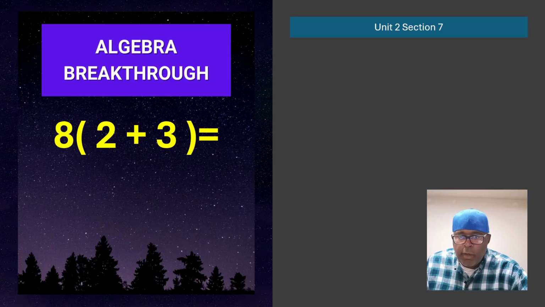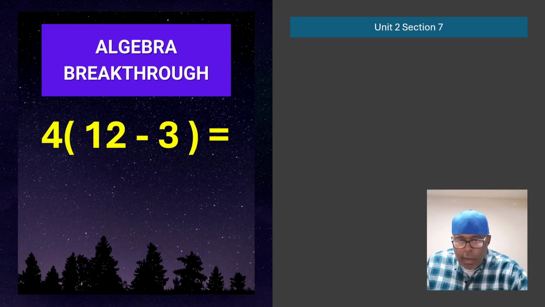Calculate 2 plus 3 inside the parentheses first, then multiply the result by 8. Calculate 12 minus 3 inside the parentheses first, then multiply the result by 4.